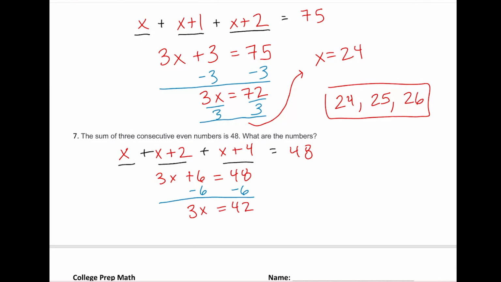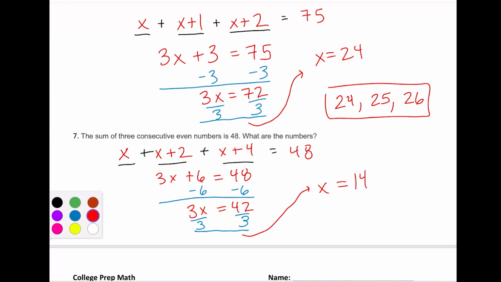And then we need to do 42 divided by 3. Ran out of room again. So x is going to be, is that 14? 14. Okay, so this is 14. And again, that's the smallest number. So that's not like your overall answer. We want to know what are the three consecutive even numbers. So 14 is the smallest one. Then we have 14, 16, and 18. And you can check that in your calculator to make sure that it's the right answer. If you do add 14 and 16, I guess that'd be 30, plus 18 would be 48. So it definitely checks out.